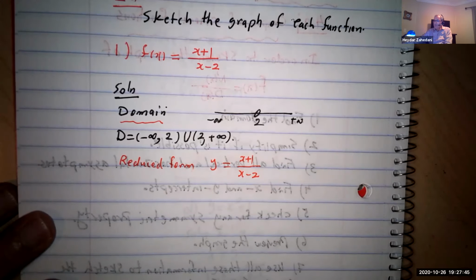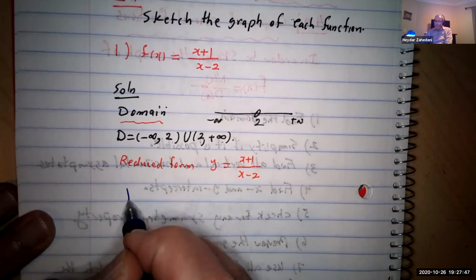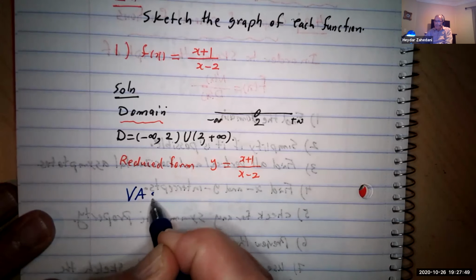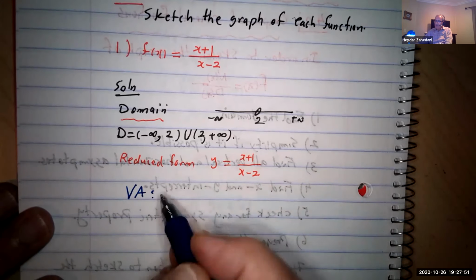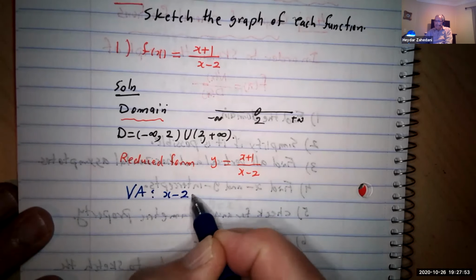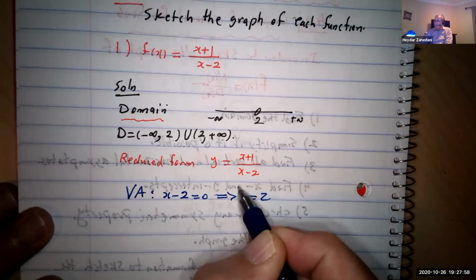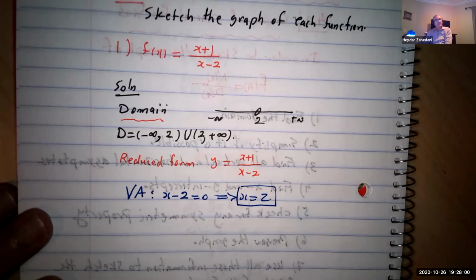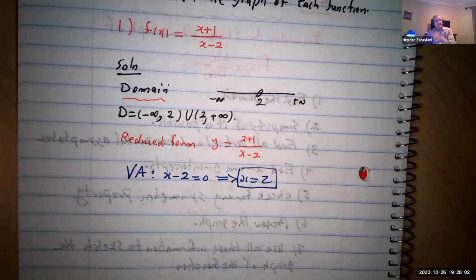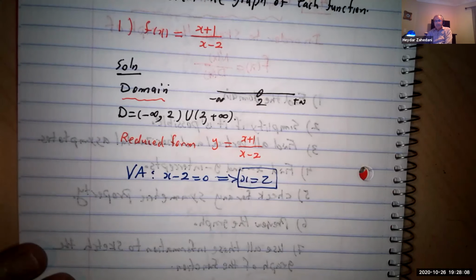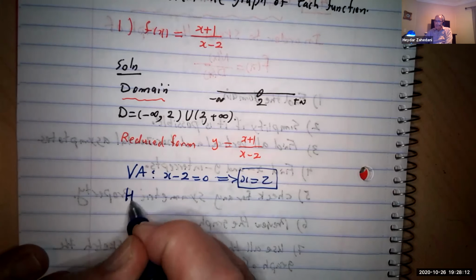Next, asymptote. You know that the vertical asymptote is easy. You let the denominator equal to 0, x minus 2 equal to 0, so that gives you x equal to 2. That is your vertical asymptote. Remember, it's a line, so you have to write it down as x equal to 2, not just VA equal to 2. That doesn't make sense. That's the vertical asymptote.